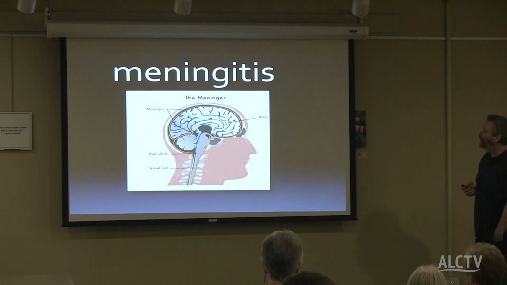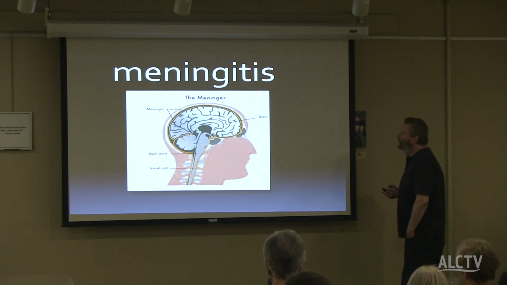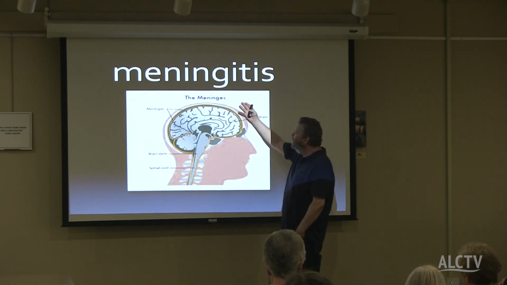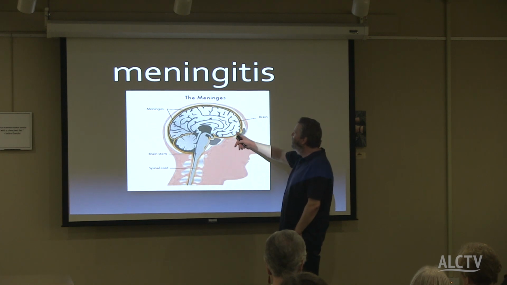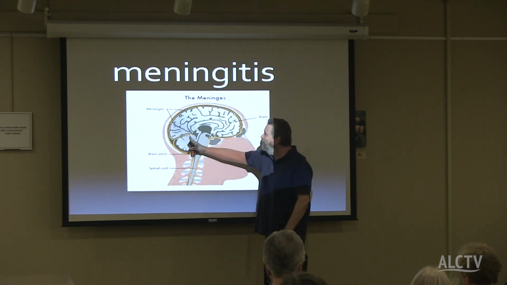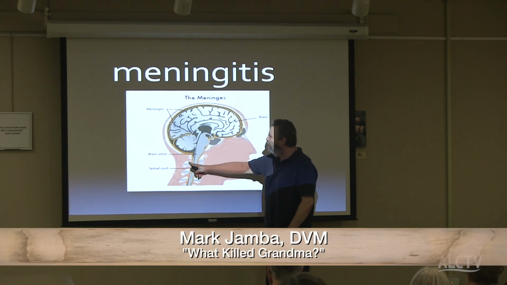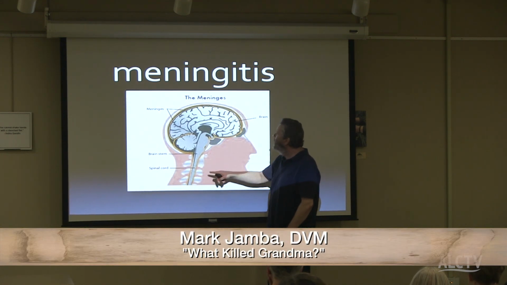Meningitis, this is something you'll see quite commonly as a cause of death on the older ones. The meninges, this is obviously a structure of an individual's head that's been cross-sectioned. The brain is here. The spinal cord is here. The vertebrae come here and here and here.